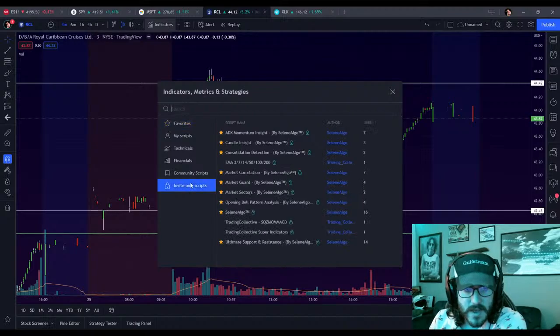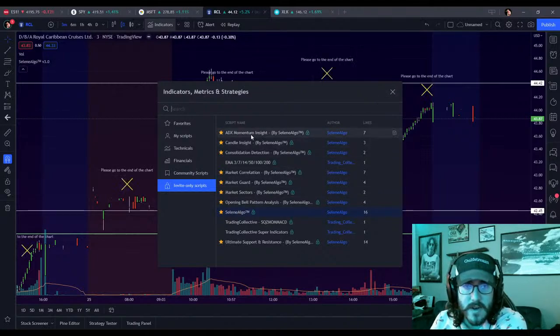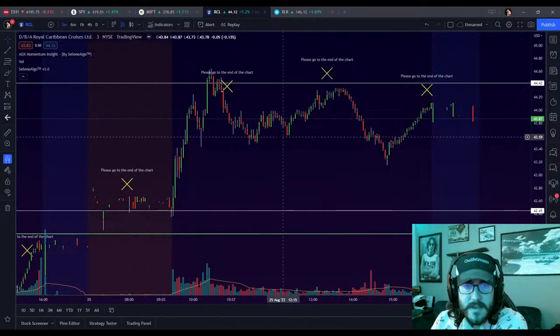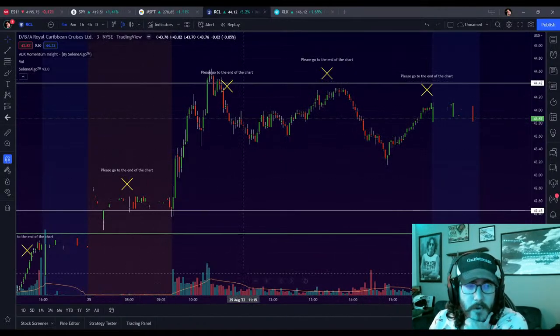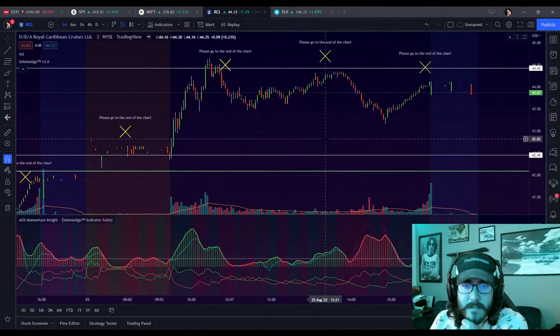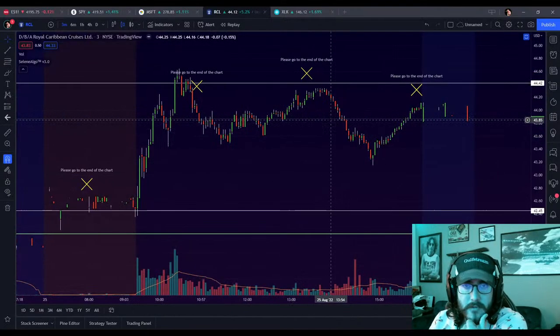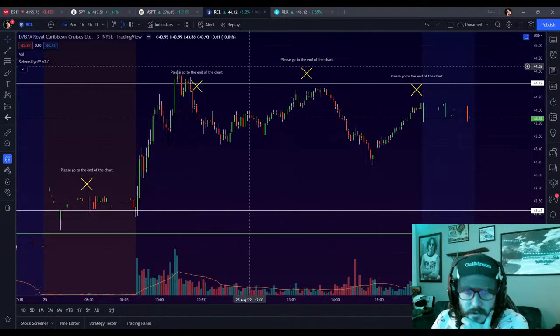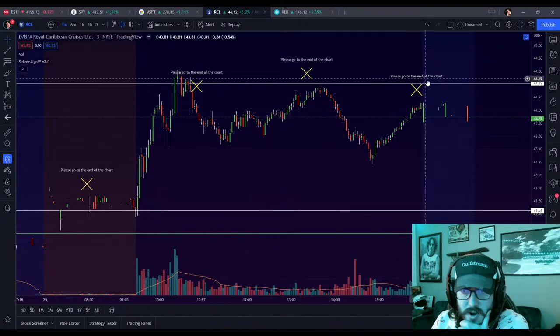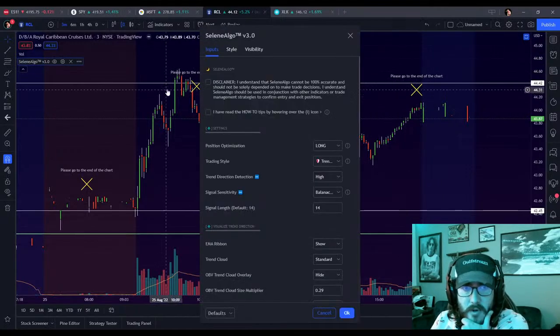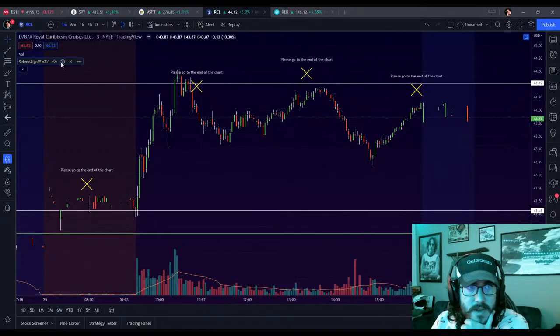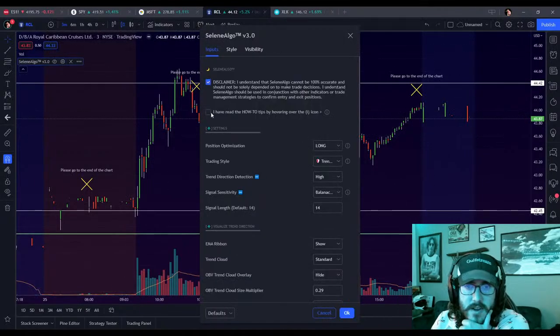So you guys already should know if you have Selene. In order to add it, you go to invite only scripts, and then you'll see it right there, SeleneAlgo. So we'll click on SeleneAlgo, and we'll also click on ADX. Give ADX a moment to load. It'll pop up here at the bottom, and we'll wait just a moment for that. Okay, so right when you pulled up, please go to end of chart.